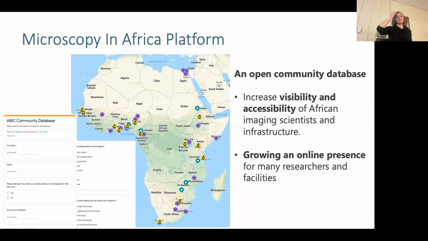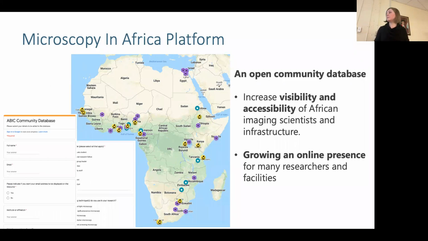Another key thing that we're trying to do is increase visibility of the community to each other and the rest of the world. And this is through what we call the Microscopy in Africa platform, or the MAP. This is a very simple database of researchers where they can see where researchers are, where equipment is, get a vague idea. The information is fairly thin, but for researchers to get an idea of who's working on what, where, to find speakers, to find collaborators, to find supervisors.